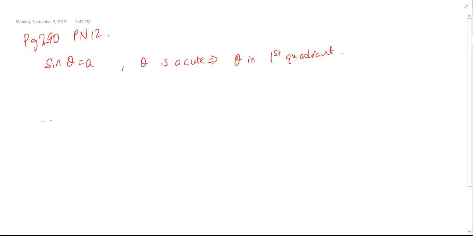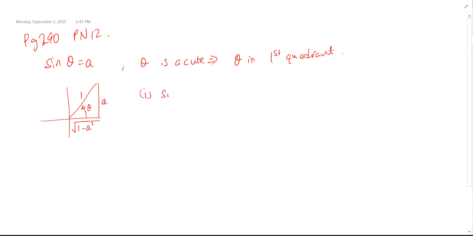So we sketch out the triangle. It looks like this. Theta, sine is opposite over hypotenuse. So since opposite over hypotenuse is equal to A, we can write the opposite value, the height, as A, and the hypotenuse is 1. Therefore our adjacent side will be the square root of 1 minus A squared.